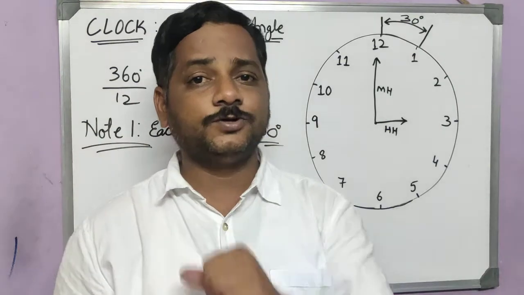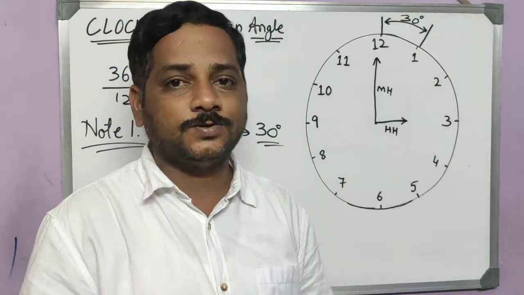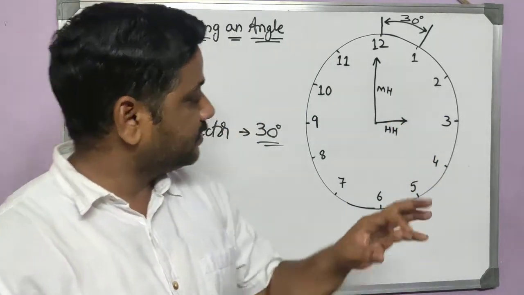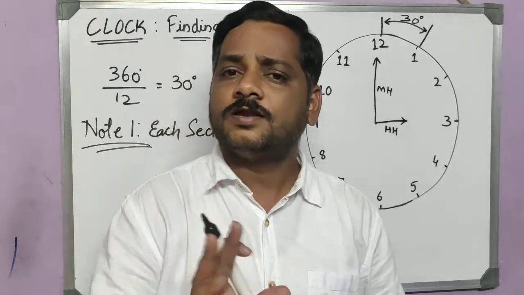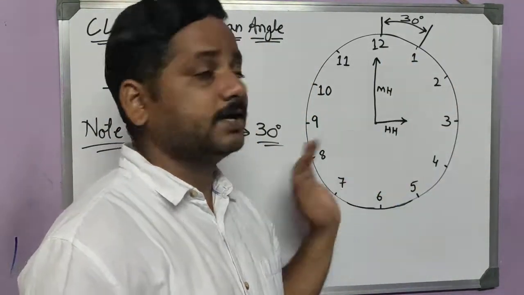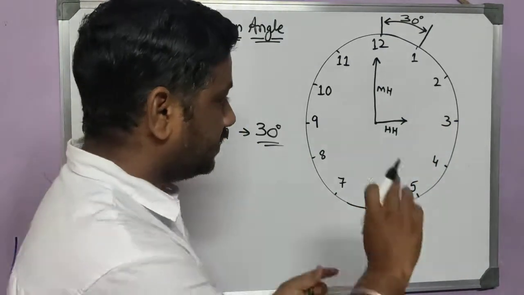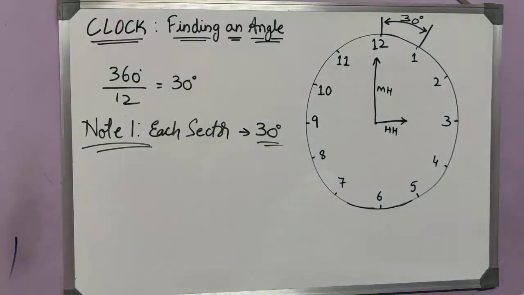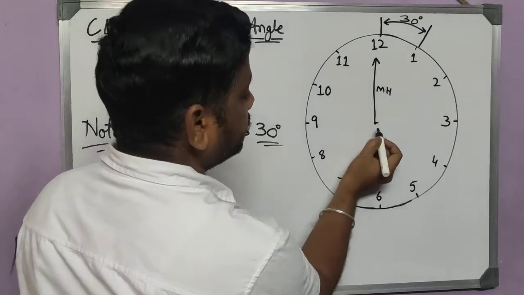And we have a second note that is also important to solve the problem. To understand that second note, let me take an example here. According to this picture, it is pointing towards 3 o'clock. Say the hour hand is moving from 3 to 4. If it is 1 hour, then the time has changed from 3 to 4.